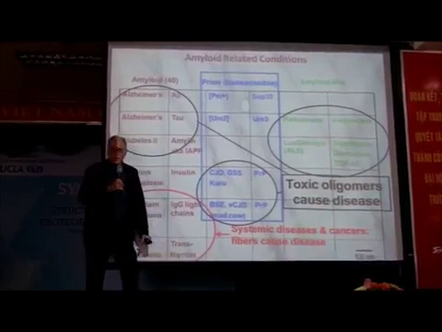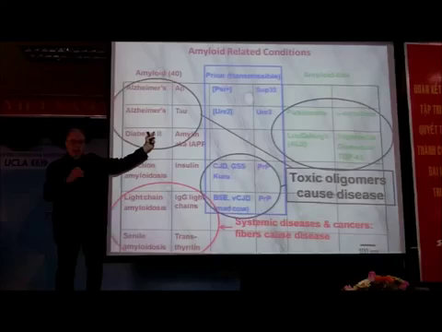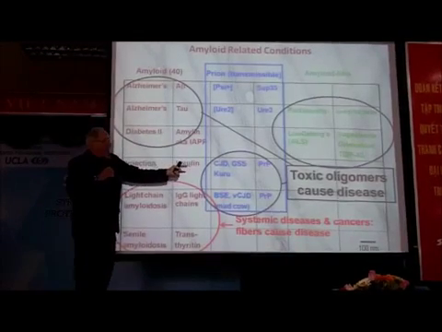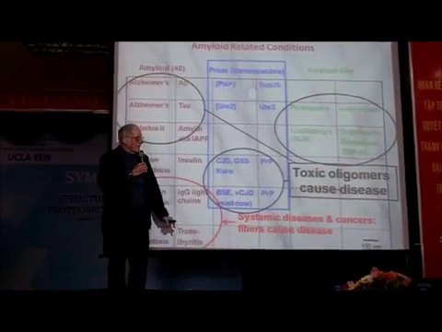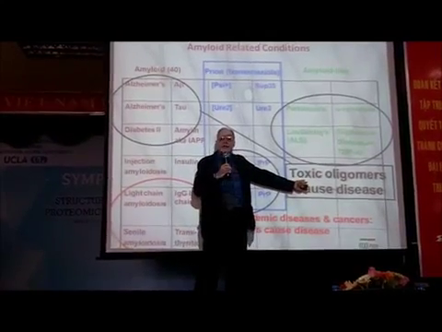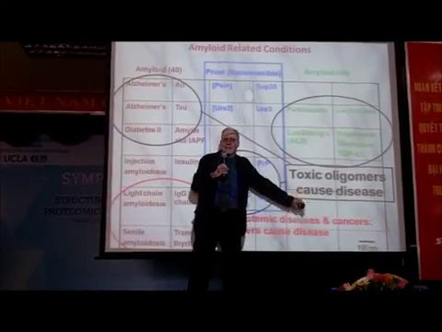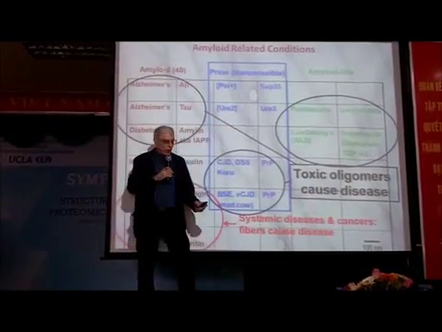In other cases, mainly the diseases of the brain, like Alzheimer's, Parkinson's, ALS, prion diseases, in that case, it's smaller units of the same proteins. Those are called toxic oligomers. I'm just going to mention them briefly at the conclusion of this short talk.